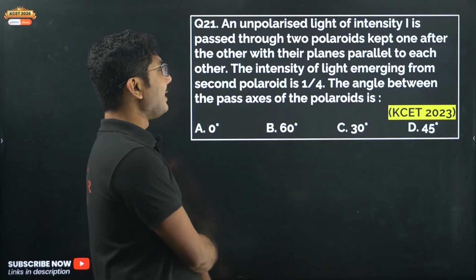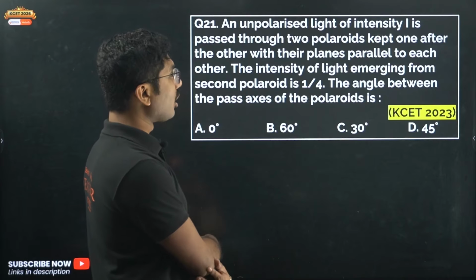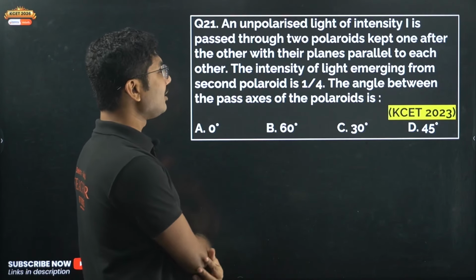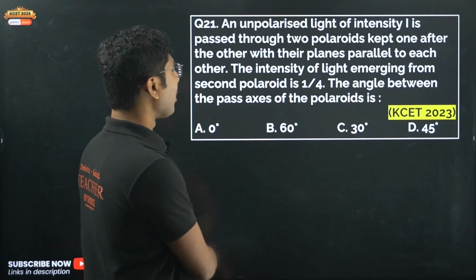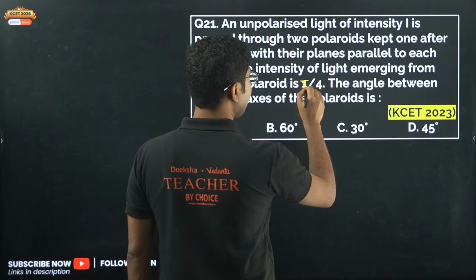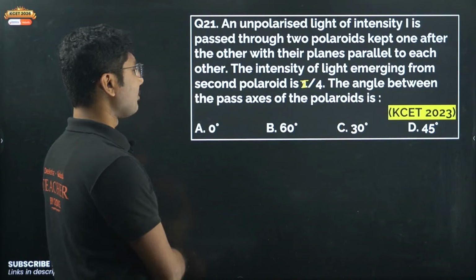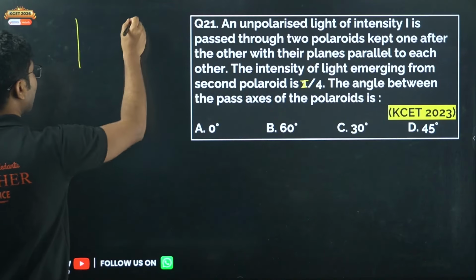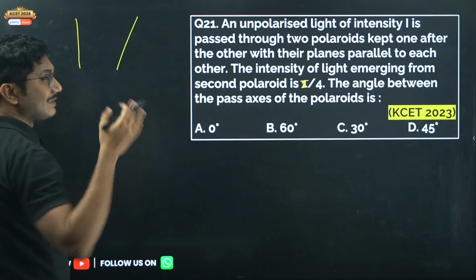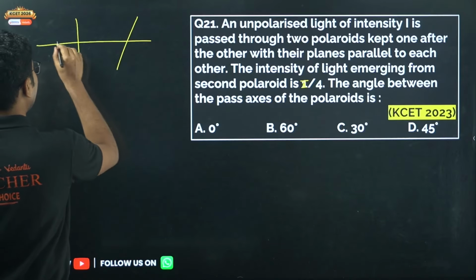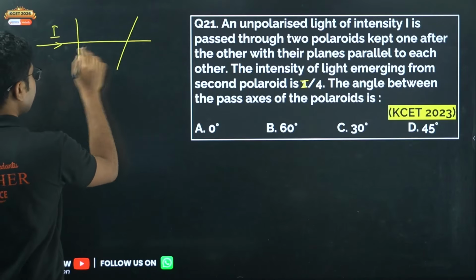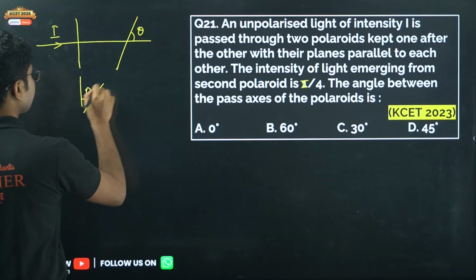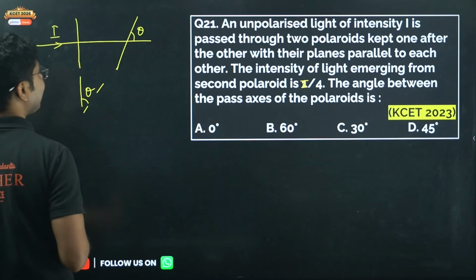An unpolarized light of intensity I is passed through two Polaroids kept one after the other with their planes parallel to each other. The intensity of the light emerging from the second Polaroid is I by 4. The angle between the pass axes of the Polaroids is? So again, as I mentioned, similar questions come every year. So we have two Polaroids. Planes are parallel but pass axes are different. First we have unpolarized light of intensity I passing through this one and this one, at an angle theta. What is this angle theta that we have to calculate?